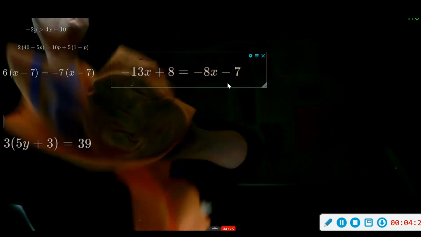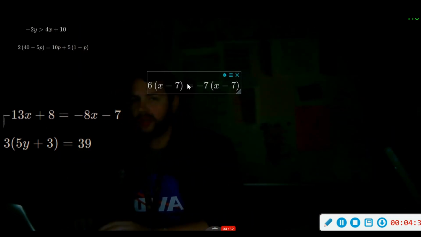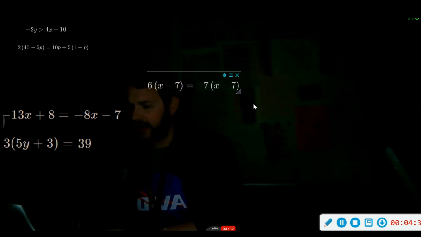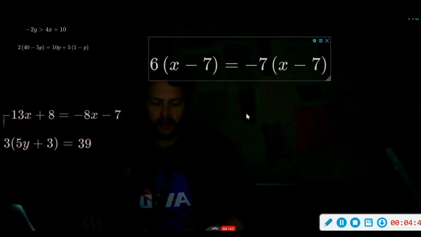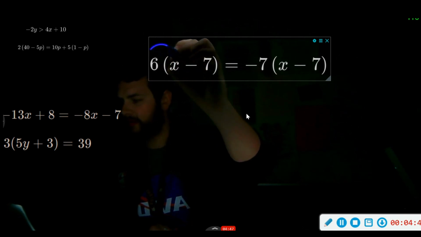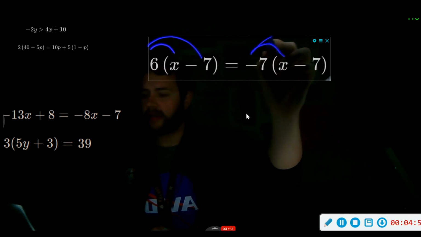Get rid of all this. And I erased my box, of course. Okay. Here is our next one. Before I can do anything, I do need to distribute. Let's make that nice and big there. Put it up here. So before I can do anything, I have a 6 that needs to be distributed, and a negative 7 that's going to need to be distributed.